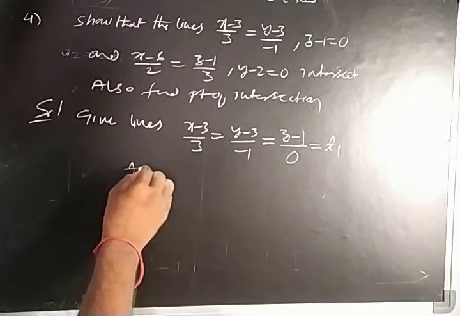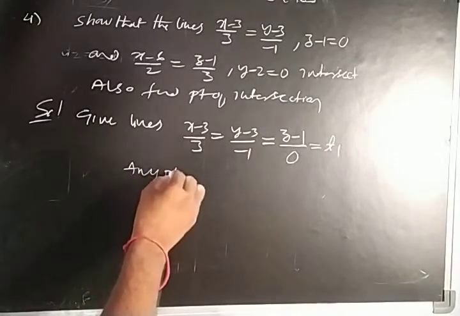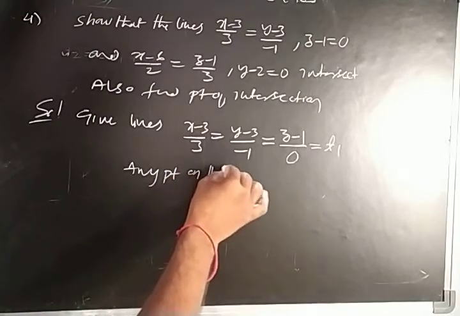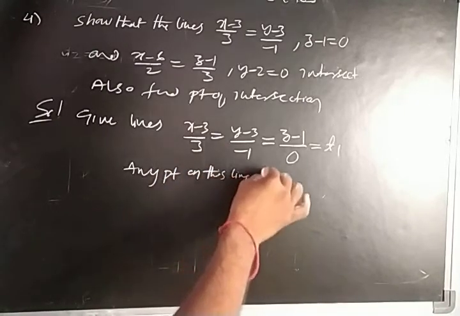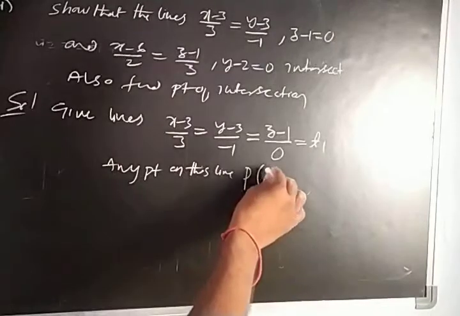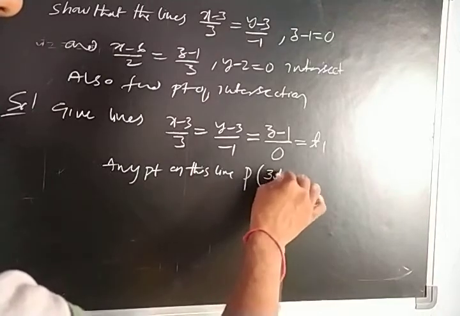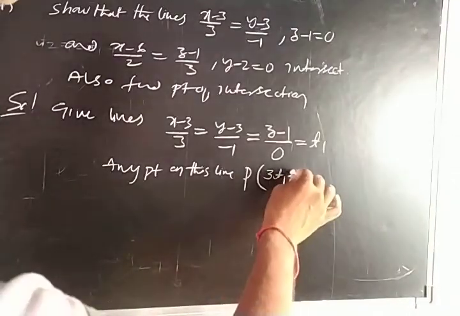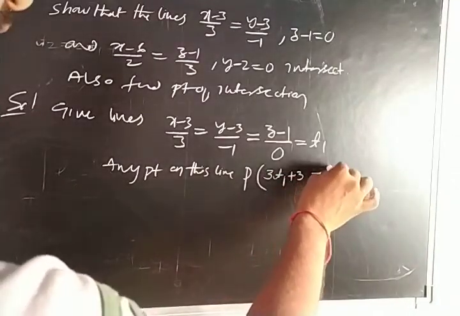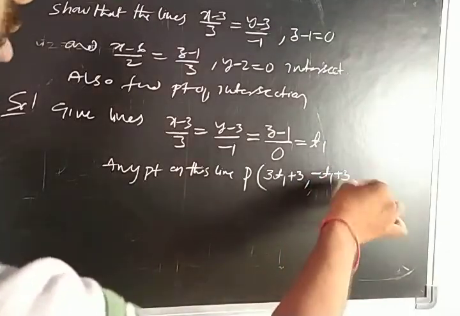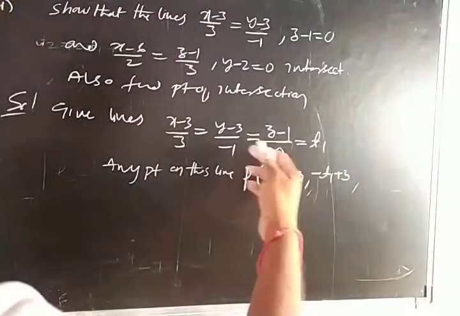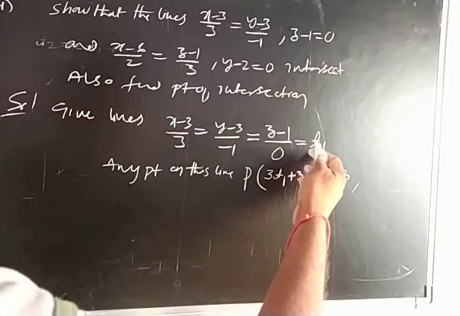Any point on this line, I am taking as point P. What are the coordinates here? x coordinate 3t1 plus 3, y coordinate minus t1 plus 3, z coordinate 0 plus 1.